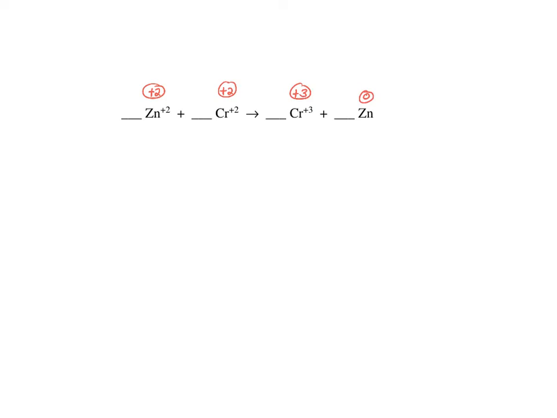So now we'll connect those things that are being oxidized and reduced. Zinc is being reduced. It's going from 2+ to 0. Chromium is being oxidized. It's going from +2 to +3. So we have a decrease in oxidation number for zinc, that's reduction, an increase in oxidation number for chromium, that's going to be oxidation. The next, we want to balance those things that are being oxidized and reduced. They're already balanced.